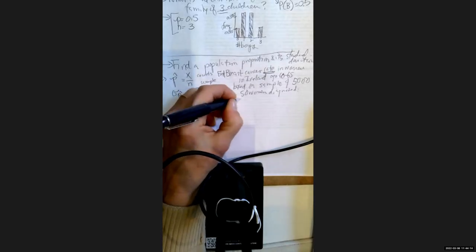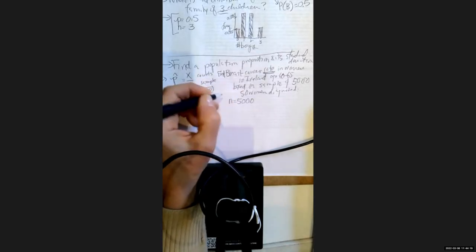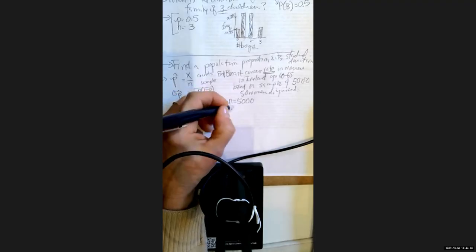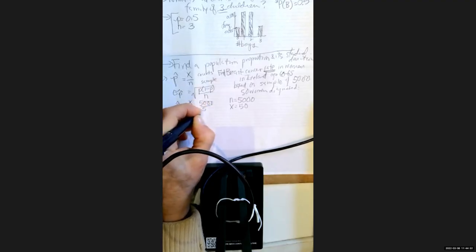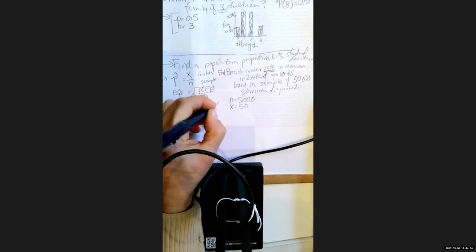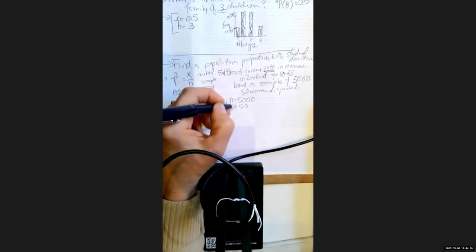So N is our sample size. How many did we look at? Our capital X is how many did we actually count up? Right. So we're just going to do our P hat, our estimated proportion, which is X over N. So that equals 50 over 5,000, which equals 0.01. So that's my estimated cancer rate.